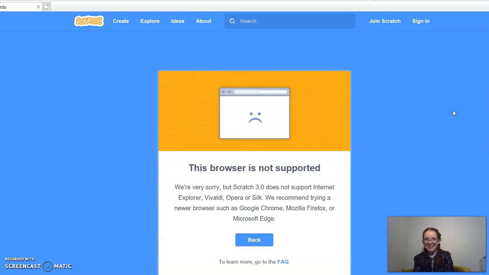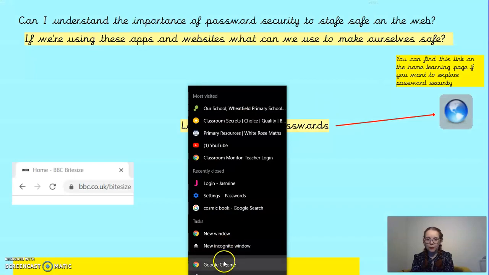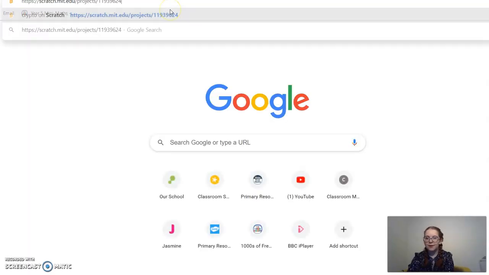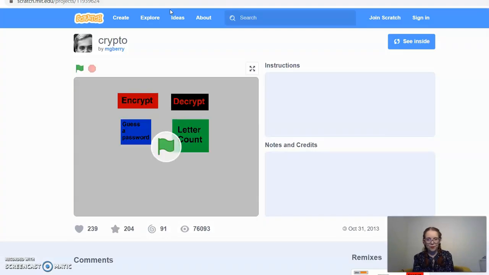Oh dear. Right, before I carry on, let me just copy that link over. It won't work in Internet Explorer, but it should work in Google Chrome. There we go. Technical difficulties, eh? In a computing lesson. Who'd have thought it?